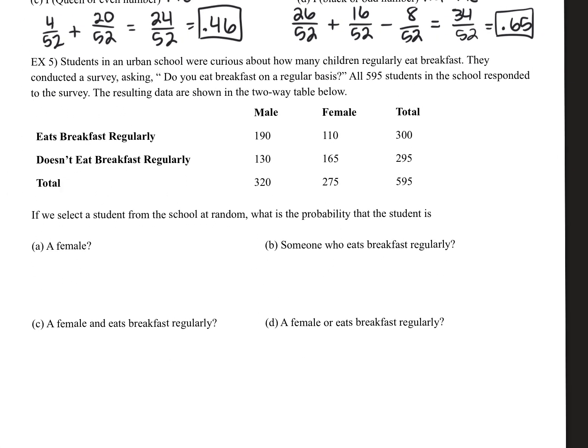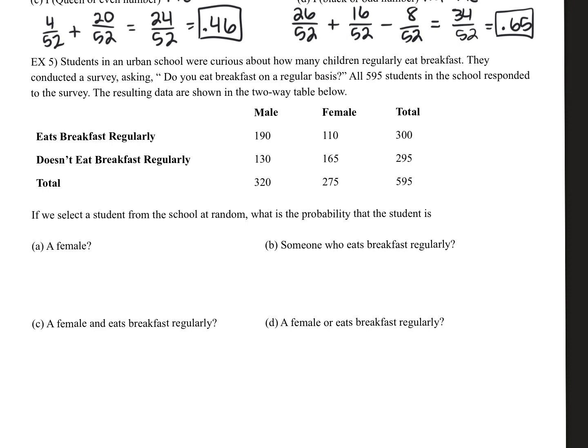Our next example says students in an urban school were curious about how many children regularly eat breakfast. They conducted a survey asking, do you eat breakfast on a regular basis? All 595 students in the school responded to the survey, and we have data in a table. So they have eats breakfast regularly and doesn't eat breakfast regularly. And then they have it broken down by male and female, and we have totals.